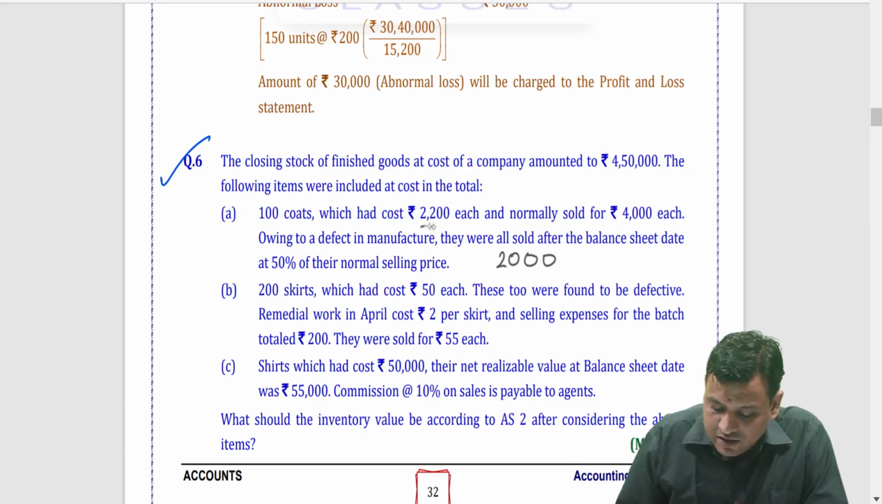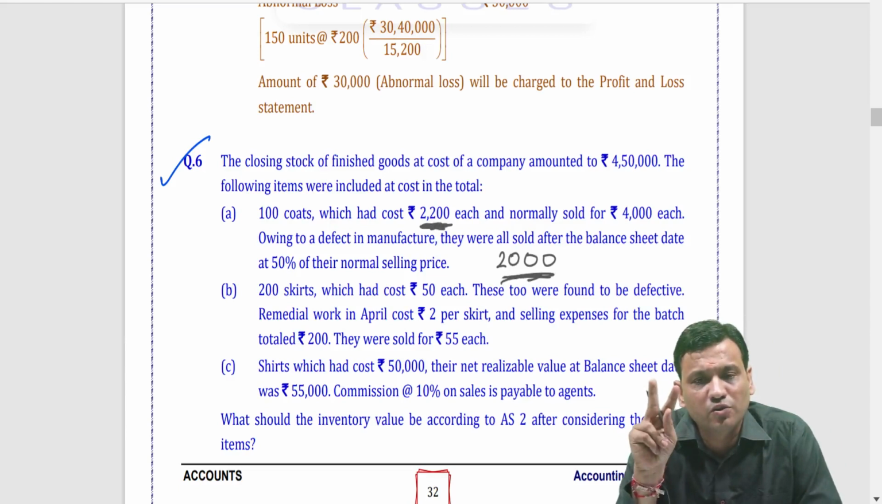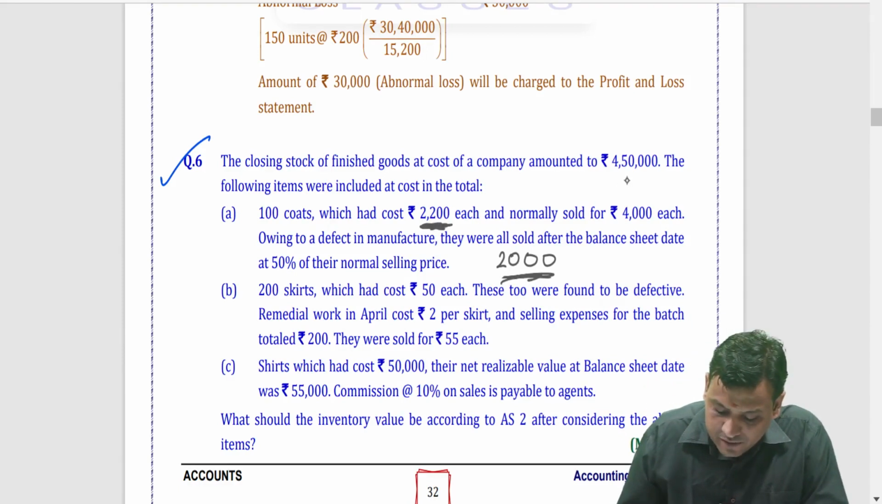Now, can I say these are appearing at 2,200? They will be sold at 2,000. It means per coat, I will be having a loss of 200 rupees. So now I have to reduce this 200 into 100 from here. So 20,000 will be reduced with respect to the first part.